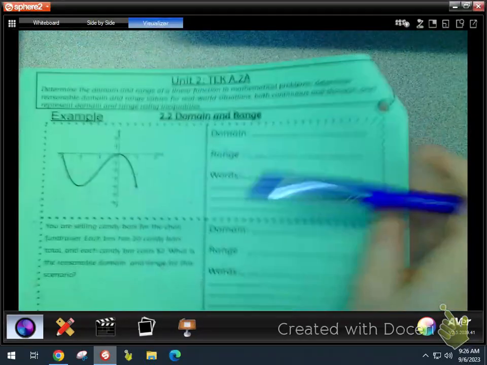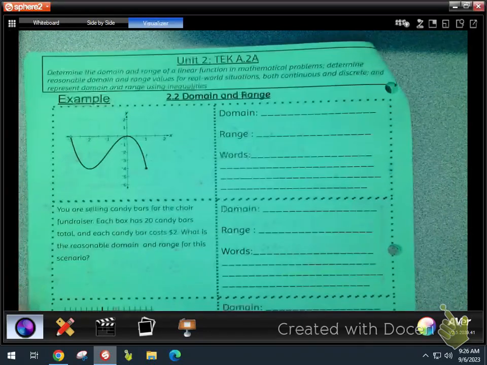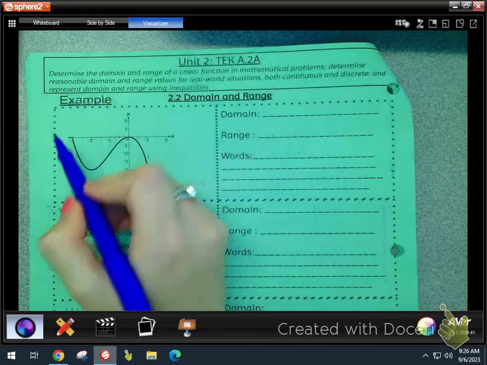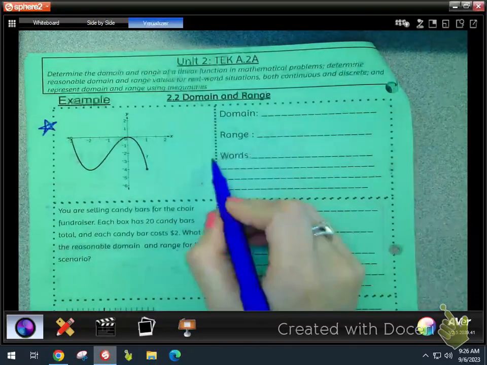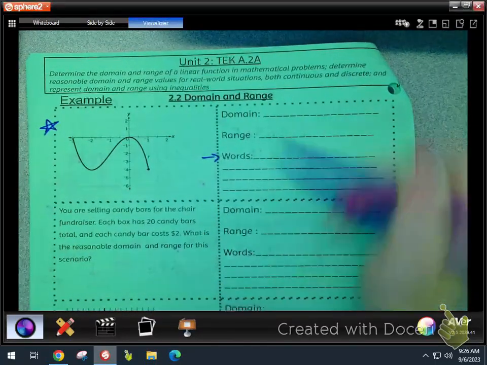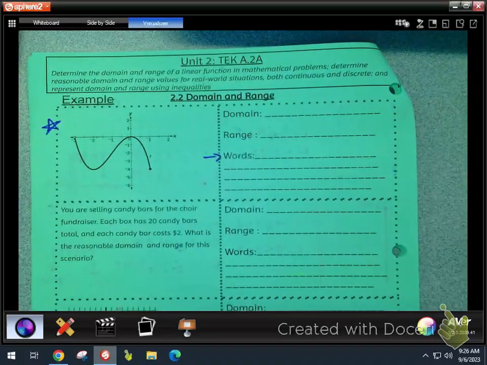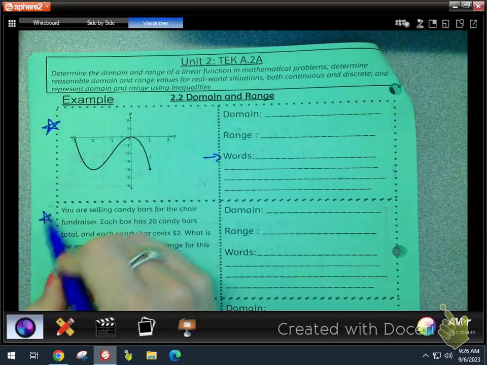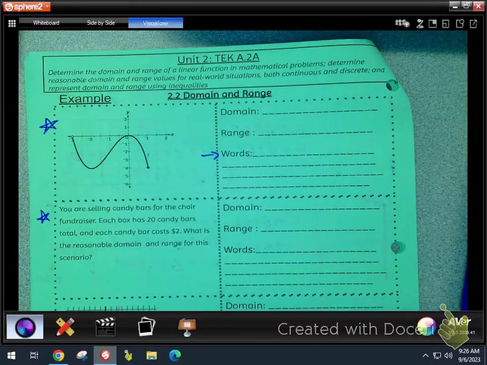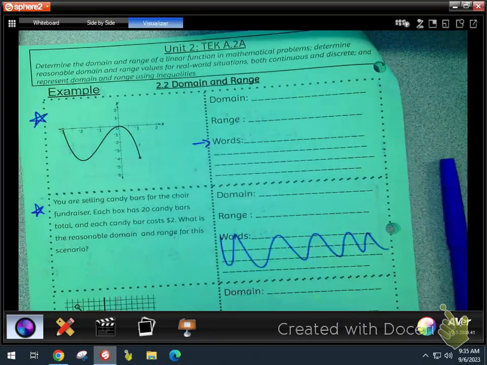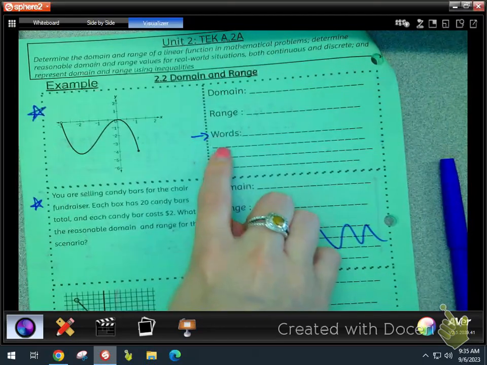So let's flip over. And I want you guys to try this graph. Don't do the words yet. We're going to do the words together. I just want you to do the domain and range. And then I want you to try this word problem. Okay, now remember the word problem. You have to go through the checklist. The word problem may not be continuous like we've done today, so you might want to look back to that. So try those. Graph first. And I want to write the words together.